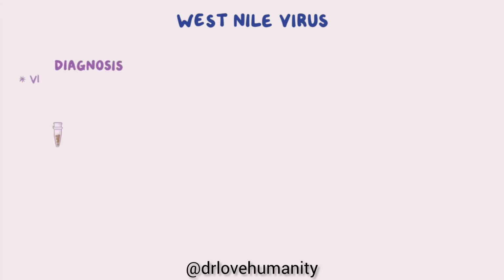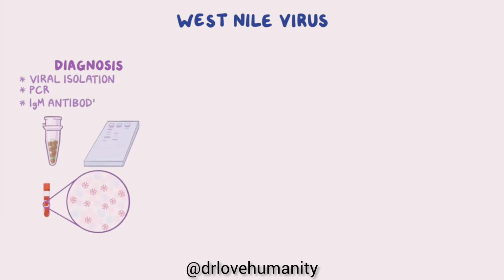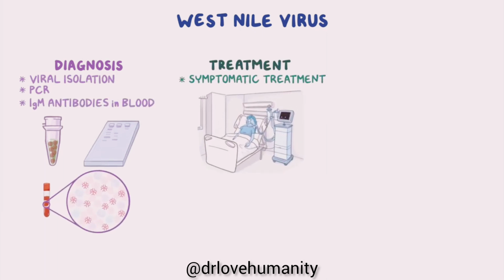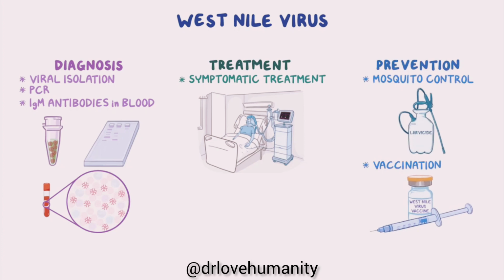Diagnosis is made by viral isolation, PCR, and looking for IgM antibodies in the blood. Currently, only symptomatic treatment is provided for infected people or animals, and prevention involves mosquito control and vaccination of susceptible animals. There are no vaccines for people.